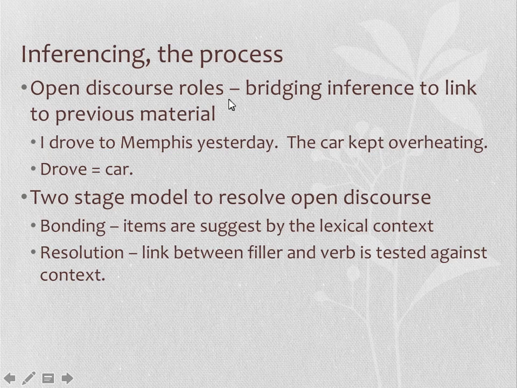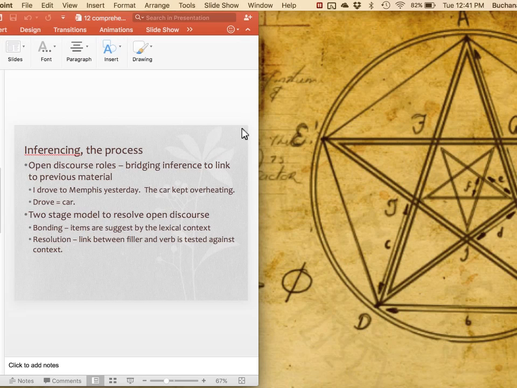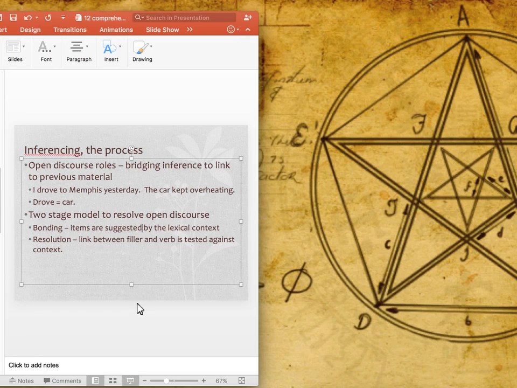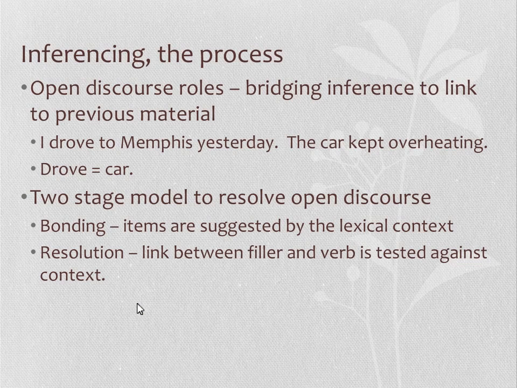We think there's a two-stage model to resolve these open discourse issues. One is called bonding, where items are suggested by lexical context. Items from drove suggest what's coming next, so cars. Then resolution: a link between the filler and the verb is tested against context. So I drove and the car, those two match, so we move on. It makes sense, it's coherent.